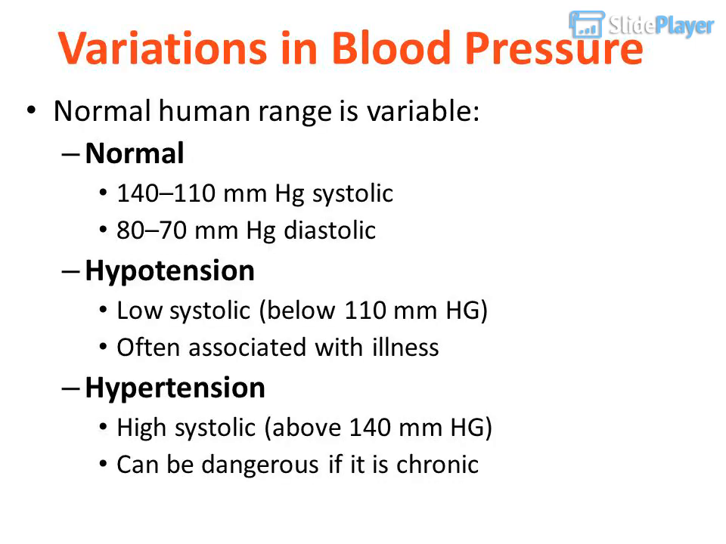Variations in blood pressure. Normal human range is variable. Normal 140 to 110 mm Hg systolic, 80 to 70 mm Hg diastolic. Hypotension. Low systolic, below 110 mm Hg. Often associated with illness. Hypertension. High systolic, above 140 mm Hg. Can be dangerous if it is chronic.